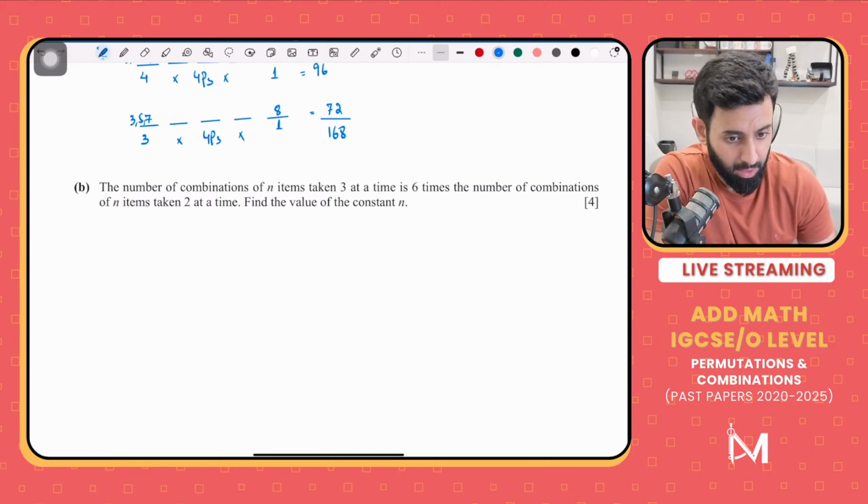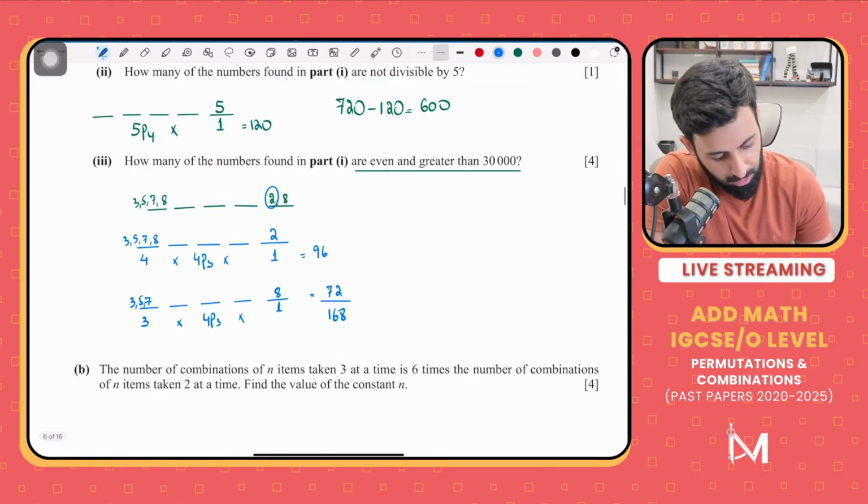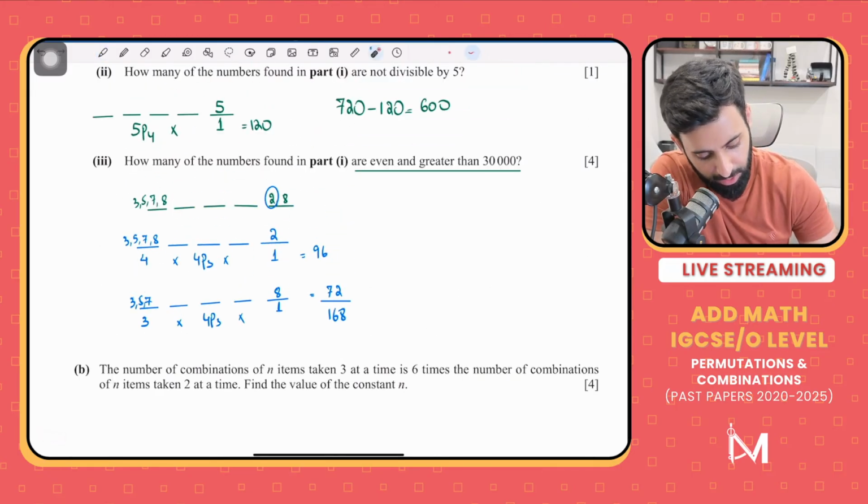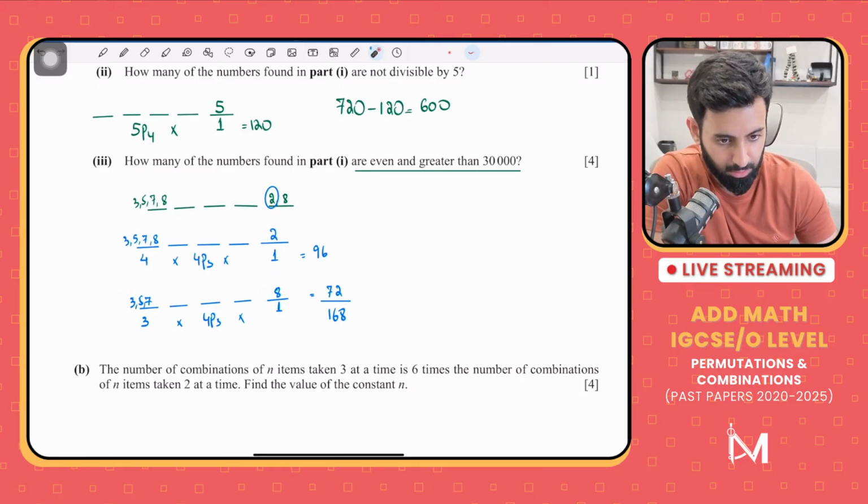Simple as that. Excuse me, sir, why didn't you use 8? Because I've already used 8 in the last place. Since I've already used 8 in the last place, that means I can't use 8 in the first place anymore. Okay.